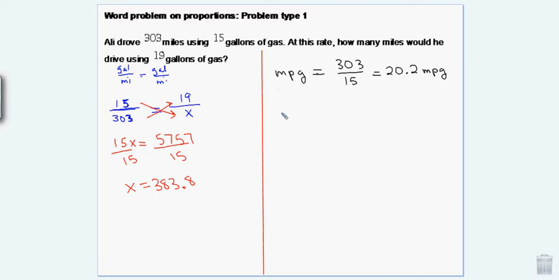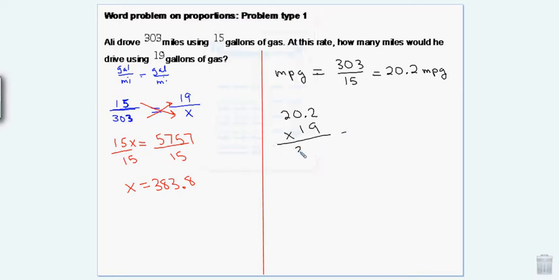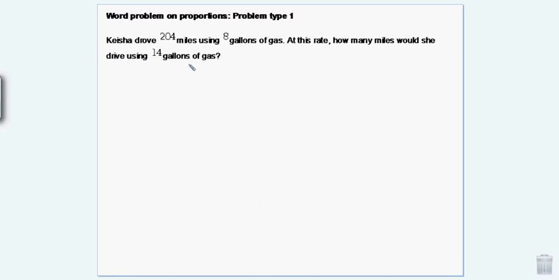And now I want to know how far I could go with 19 gallons. So this is going to be multiplication. I'm going to multiply 20.2 times 19, and I get 383.8 miles. So as you can see, this is two ways to work the same problem. Let's try another one.